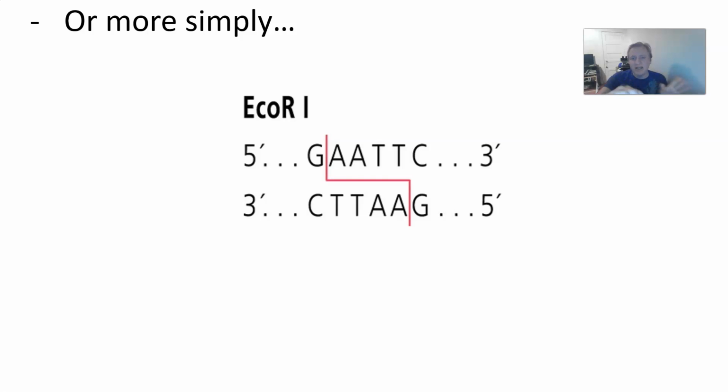Interestingly, this won't be on the test, but you should notice that this is a palindromic segment. So it reads the same forwards as it does backwards, like race car. Anyway, it's GAATTC forwards and it's GAATTC backwards. So restriction sites are most often these palindromic sites. Just interesting, neither here nor there.